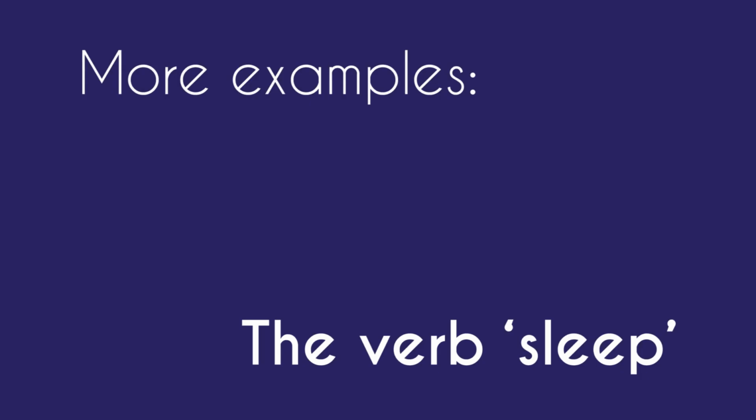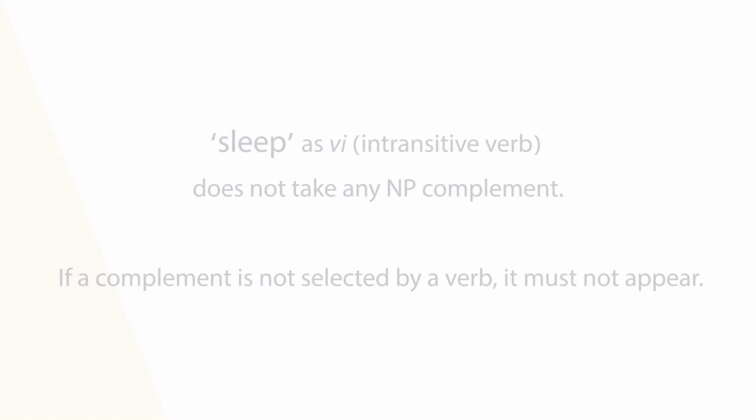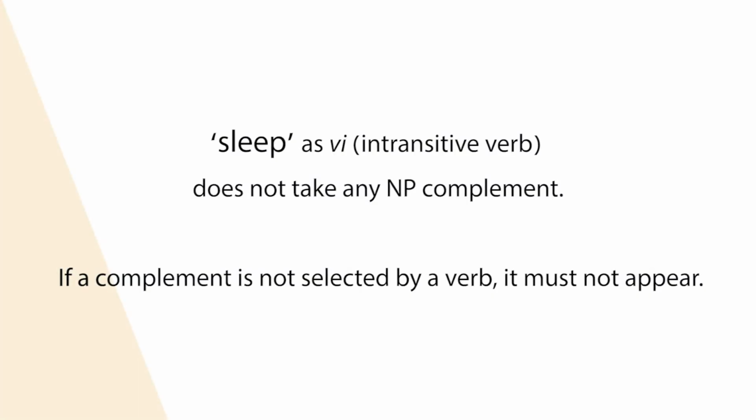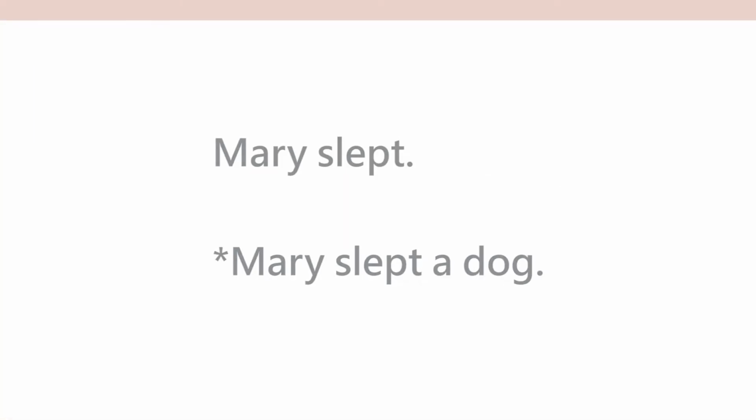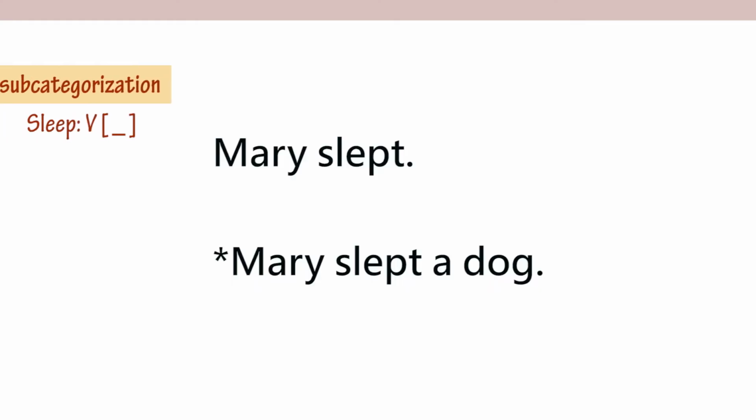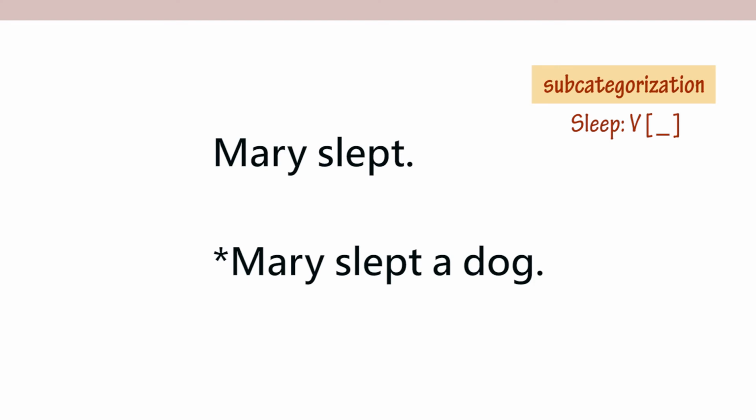So let me go into another verb, sleep. Sleep is VI. VI means intransitive verb. An intransitive verb does not take a noun phrase complement. You can say Mary slept, but if you say Mary slept a dog, here you have more than you should. So you have a noun phrase direct object, which is not required. So you're going against the subcategorization.